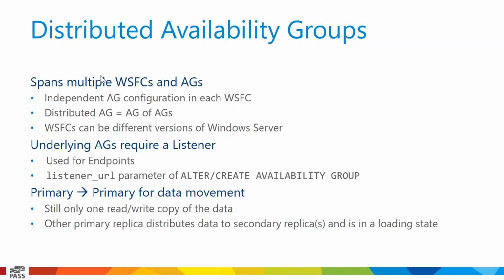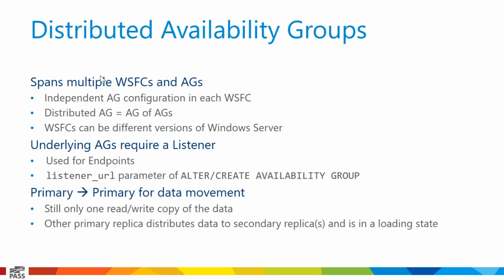Underneath it all, some of the magic that's making this happen is the listener. For those of you that are unfamiliar, the listener is a unique name along with an IP address that you create that then gets registered, if you're using Active Directory, back in Active Directory as well as DNS. It is basically an alias for your underlying AGs. The point of that is that your applications don't need to know which of the underlying servers is, say, your primary read-write copy, or if you're using it for read-only connections, which one you're connected to. You just connect to that listener and it fronts everything.